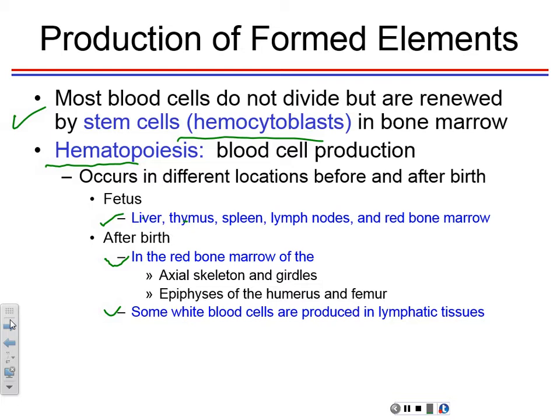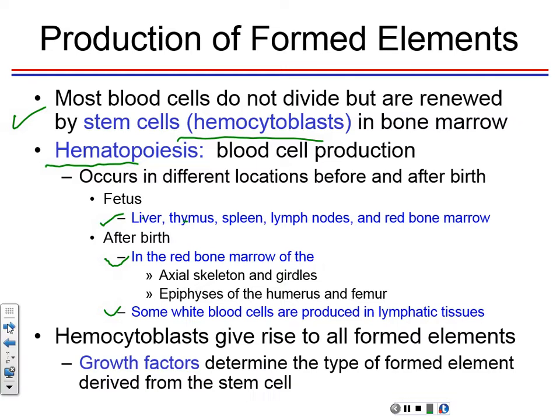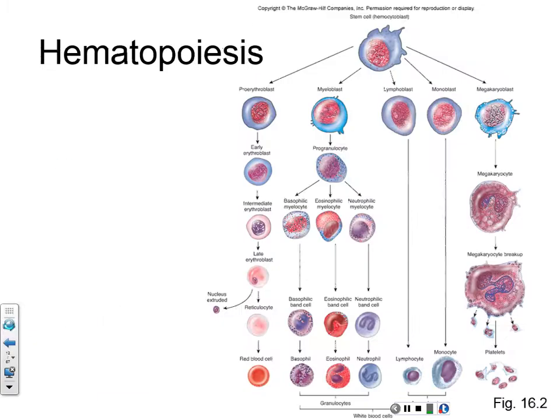Very good. Okay, and then, of course, hemocytoblasts give rise to all the formed elements, and that's determined by growth factors. Growth factors are kind of like switches that say, okay, this stem cell is going to become this tissue, this stem cell is going to become that. They determine the type of formed element, because you need a switch that's going to say, become this or become that. So this is what I was talking about earlier on.